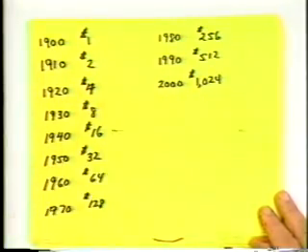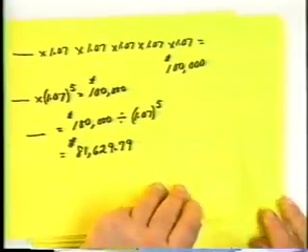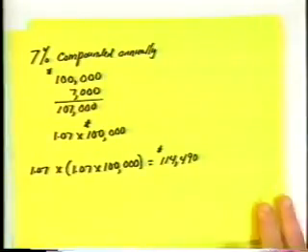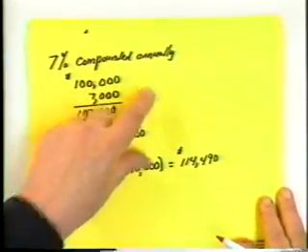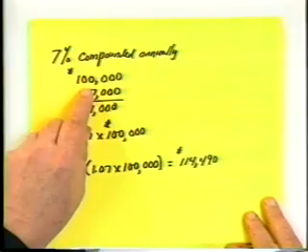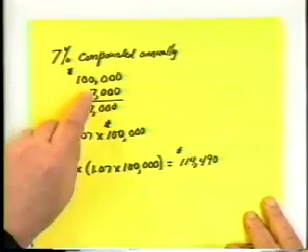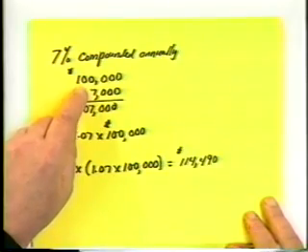And by the way, that's how bank interest works. You see, for bank interest, let me just do this one. Suppose I put money in the bank, 7% interest compounded annually. What that means is, at the end of each year, the bank gives me $7 for every $100 I've invested.